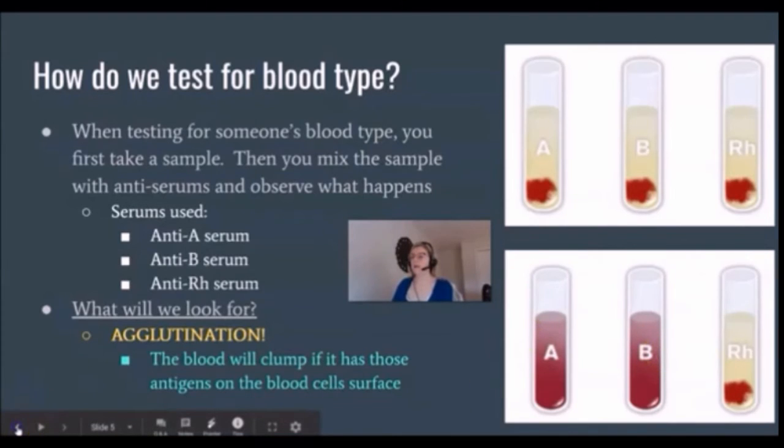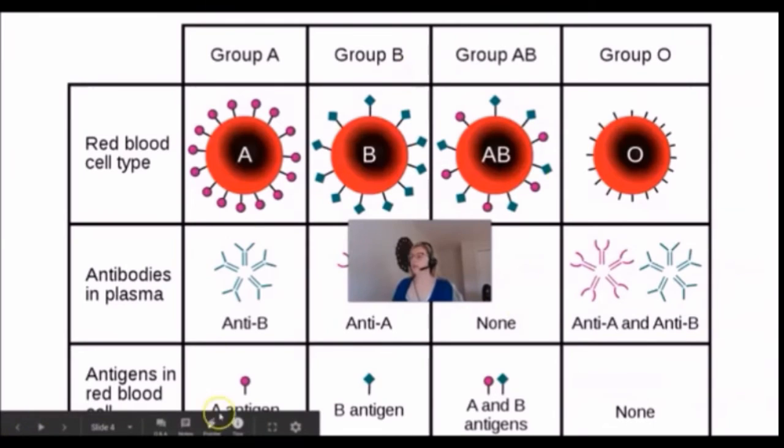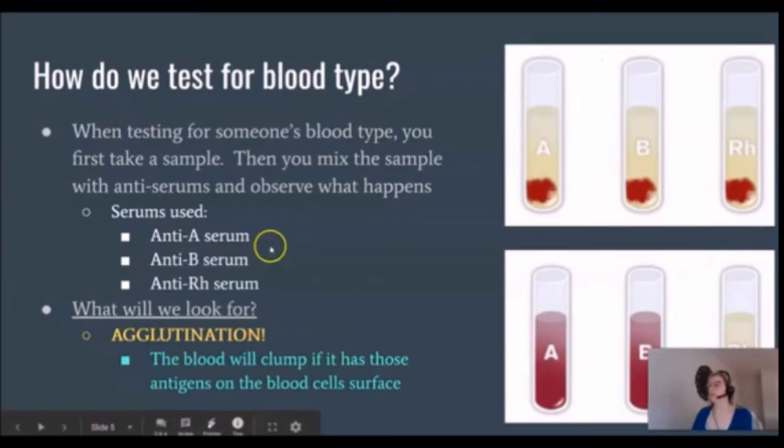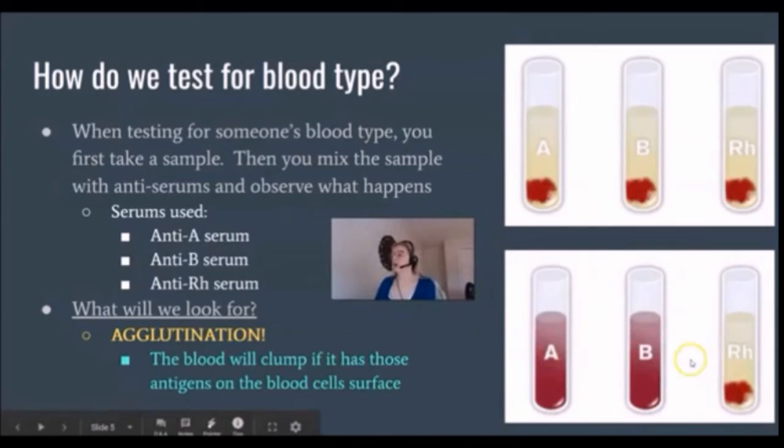And we can actually go back to this particular picture that we were looking at before, see, antigens in red blood cell, none. So there's nothing around it at all. So it would be O and then Rh positive because there was clumping. So whenever we see clumping, whenever we see agglutination, that means that it has that particular antigen. And that's how we tell what someone's blood type is.